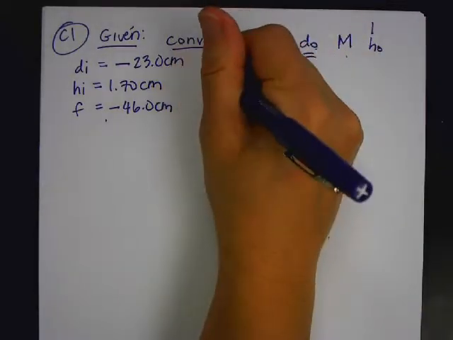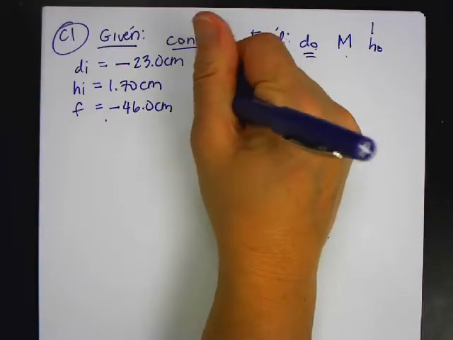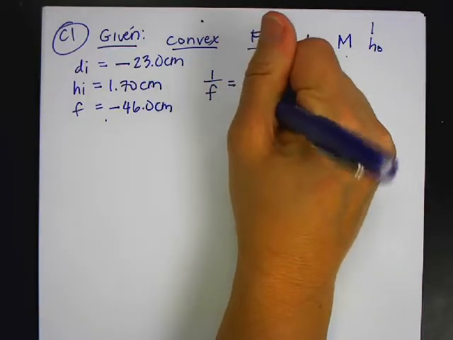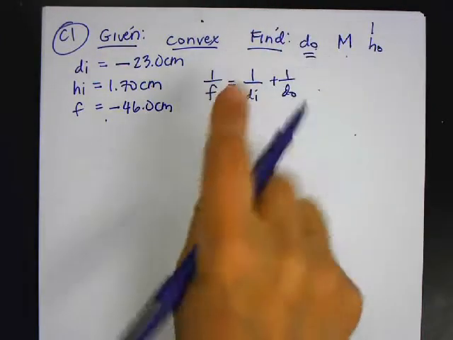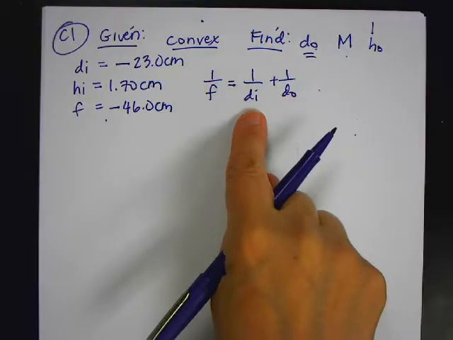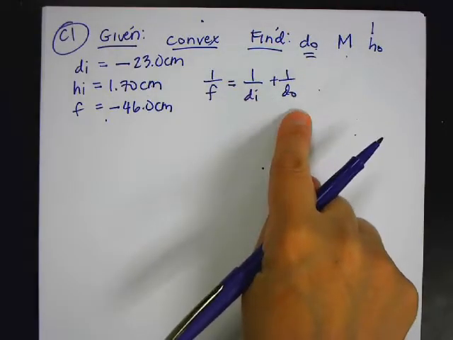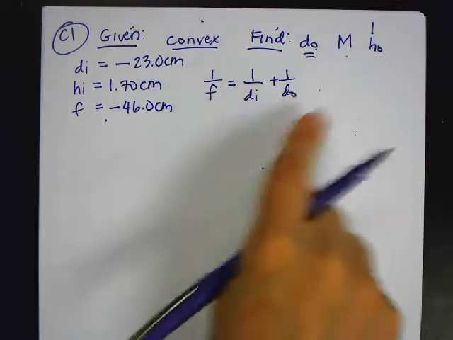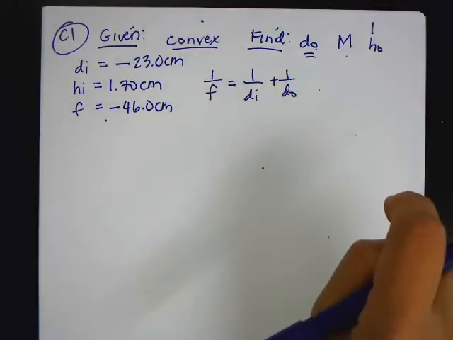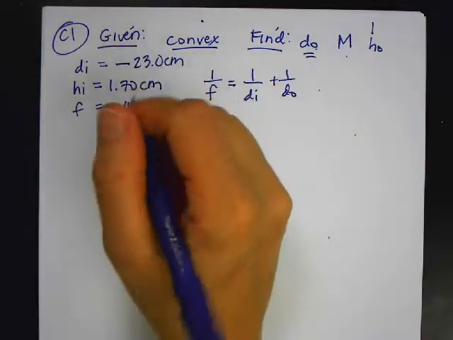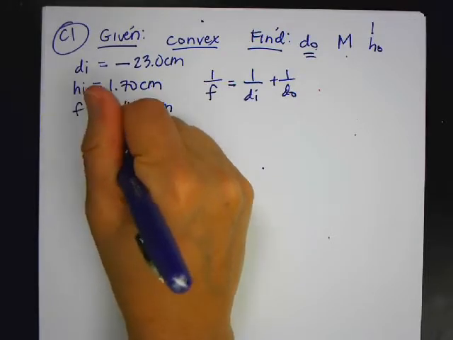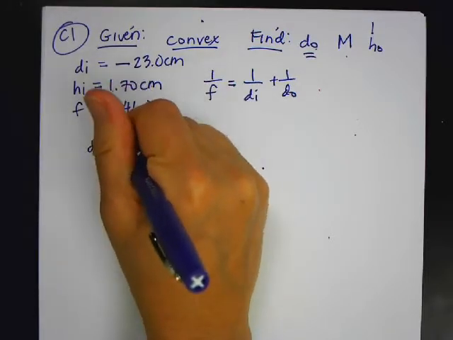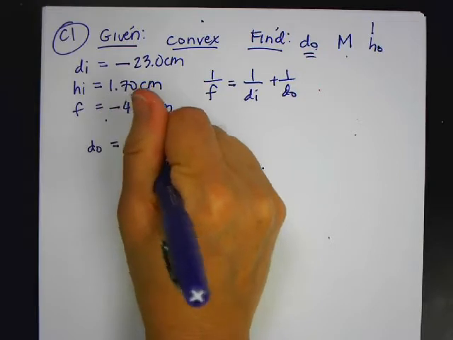So our basic equation is 1 over F is equal to 1 over DI plus 1 over DO. So 1 over the focal length is 1 over the distance of the image plus 1 over the distance of an object. Now yesterday we did all the basic algebra rearranging this equation. So DO is equal to DI F divided by DI minus F.